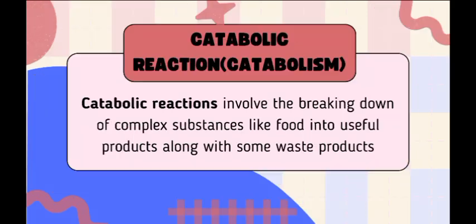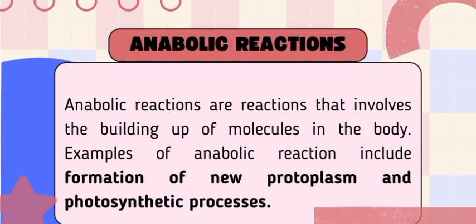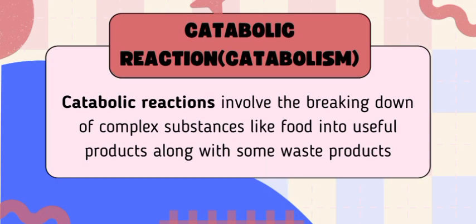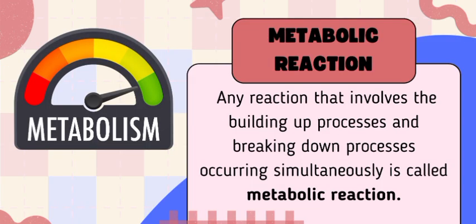In summary, today we have looked at the fact that we have catabolism and anabolism. Anabolism is the building up of molecules from simpler molecules. And we also have catabolism, which is the breakdown of giant or complex substances like food into useful substances that are absorbable by the body. And also we have metabolism. Metabolism is the combination of these two processes when they go hand in hand.